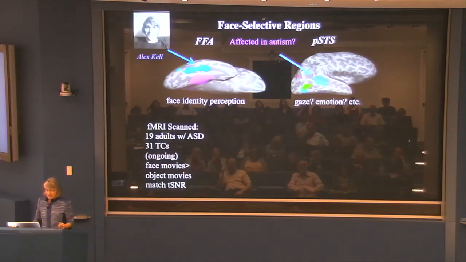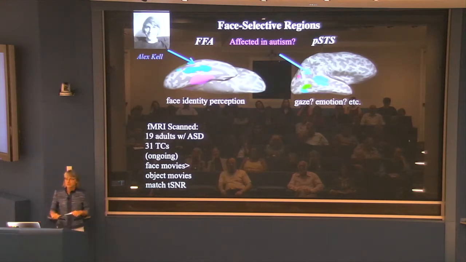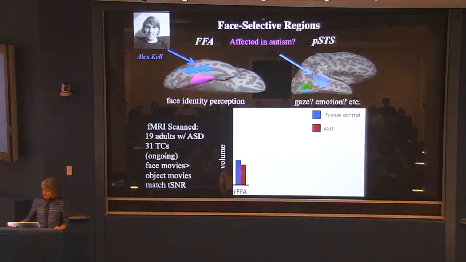Okay, so we scanned. This is done with Alex Kell, shown here. We're still collecting subjects. I think given the heterogeneity, you just need a lot of subjects. They're hard to get. So we're at 19 adults with autism right now and 31 typical subjects. And basically, here's what we find.